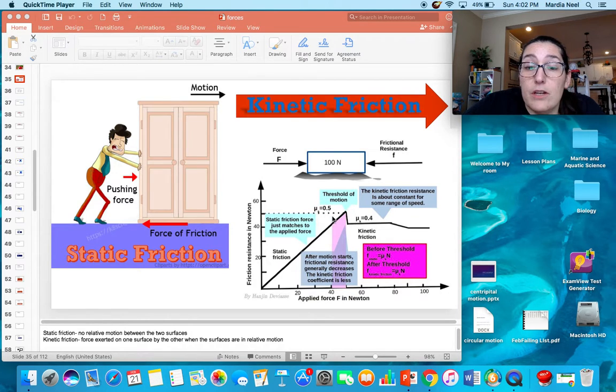And if you look right here, this coefficient of friction is 0.5. Once we reach this threshold of motion, that's when the chest, or whatever you're pushing, finally breaks free and begins to move. When it breaks free and begins to move, the resistance decreases drastically. So we're going to have this drop off in the graph of the frictional resistance here. And then it's going to become constant again for some range of speed throughout the rest of the moving process. Before the threshold, our equation is that static friction is equal to the coefficient of friction times your force. After the threshold, it's the force of kinetic friction, equal to the coefficient of kinetic friction times your force in newtons, or your net force in newtons.